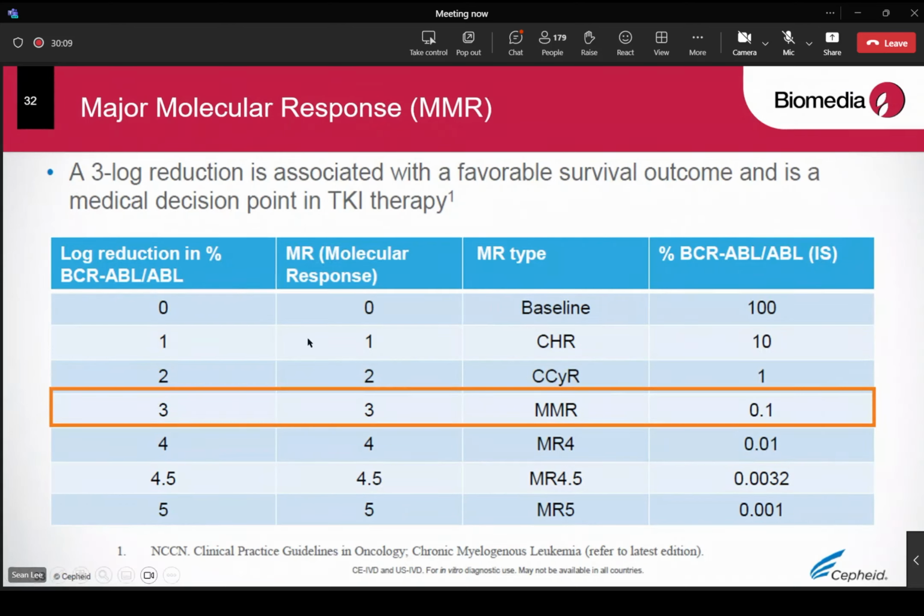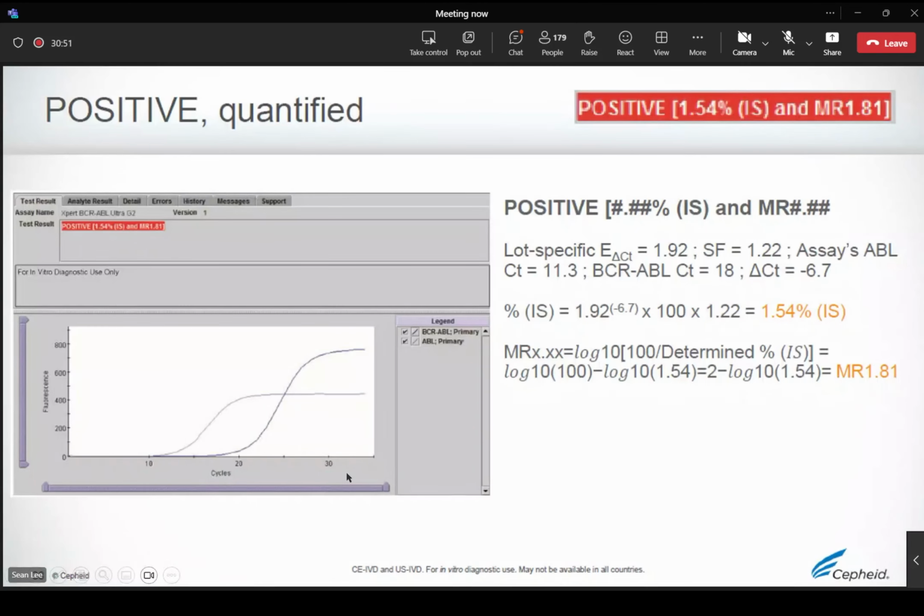So why do hematologists need to look at this? Every clinician is hoping that the TKI therapy can help the patient. If they can see a molecular response of MR 3, the patients have higher survival rates. This is the molecular response that every clinician wishes to see. By using this Cepheid GeneXpert BCR-ABL Ultra, you are able to see the molecular response value in a short period of time. It's quite easy for you.